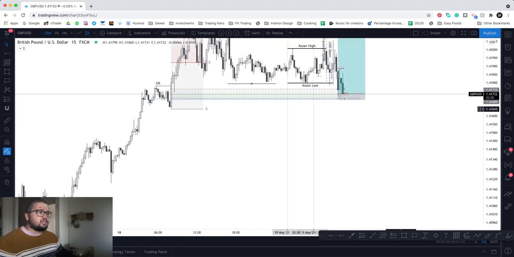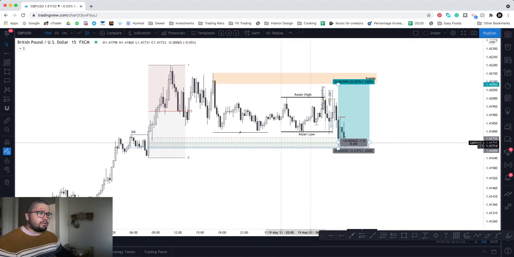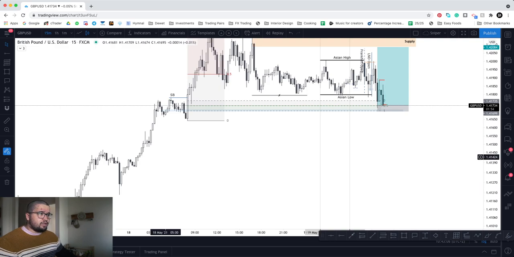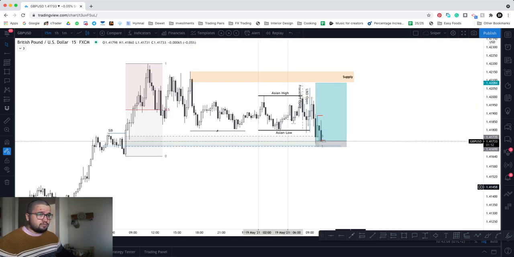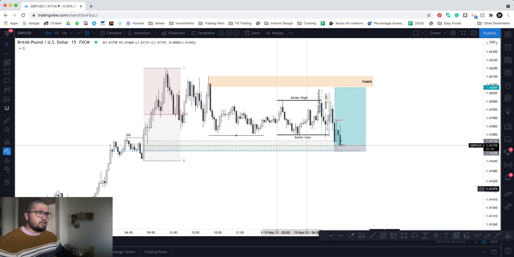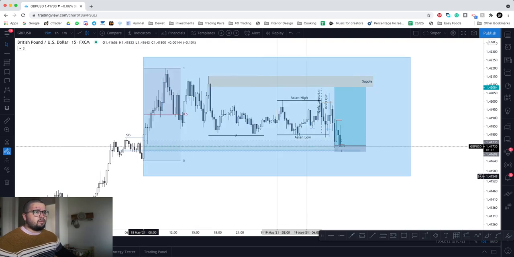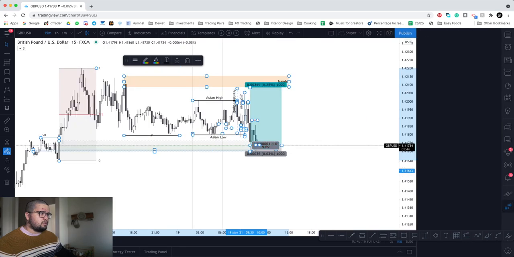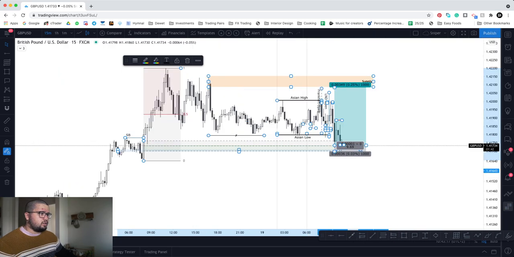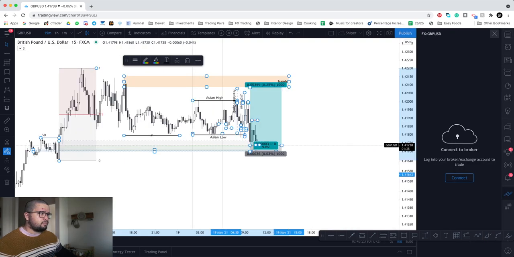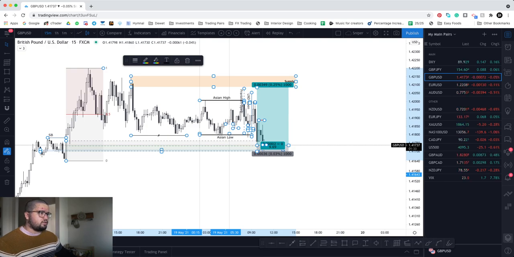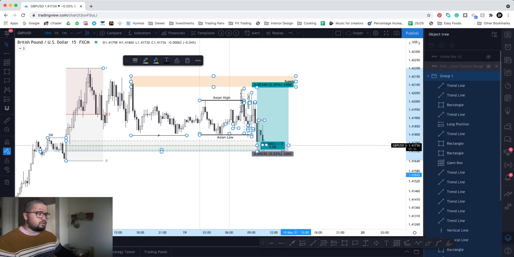So clearly there's not yet enough buying power in this area, and there's definitely a few areas down here where price can react from and move towards the upside. But now let's put all of this aside. I just want to group this. So let's just group this.